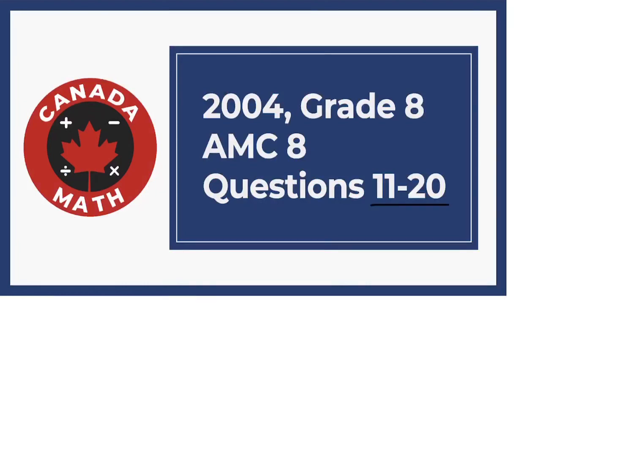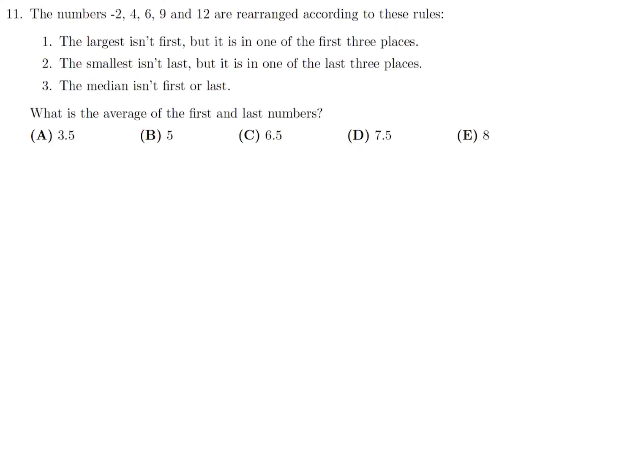Questions 11 through 20 on the 2004 Grade 8 AMC 8. The numbers -2, 4, 6, 9, and 12 are rearranged according to these rules. The largest isn't first, but it is in one of the first three places. The smallest isn't last, but it is in one of the last three places. The median isn't first or last. What is the average of the first and last numbers?